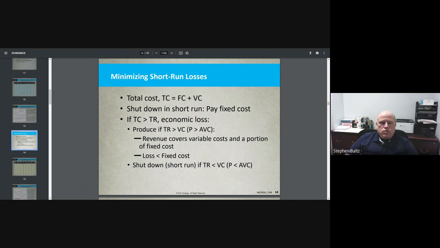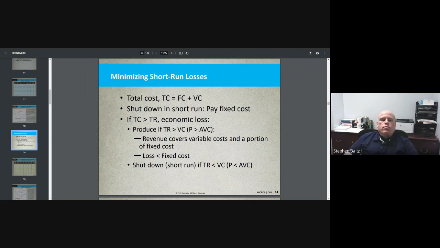All right. So again, you're going to go ahead and produce at a loss in the short run as a perfect competitor as long as the price is above your average variable cost, because your revenue is going to cover all of your variable costs plus a portion of your fixed cost. So your loss in this case is going to be less than your fixed cost.